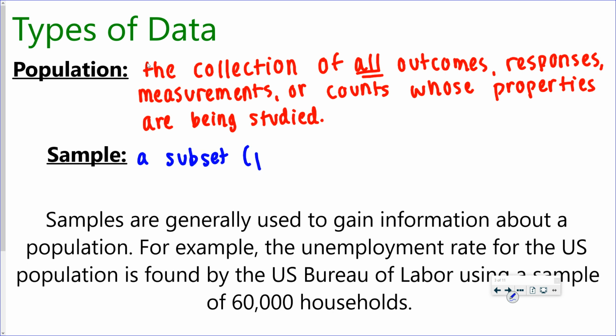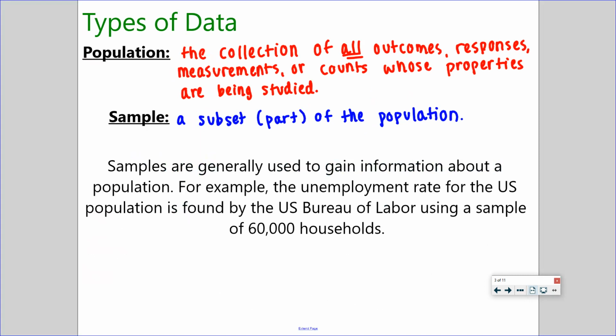I'm going to put or part of the population. And that obviously comes up a lot in these types of studies. Because if we want to make inferences or conclusions about a big population, such as the population of the U.S., we possibly can't survey every single person. So here's an example. Samples are generally used to gain information about a population.